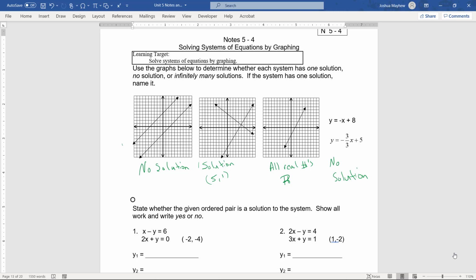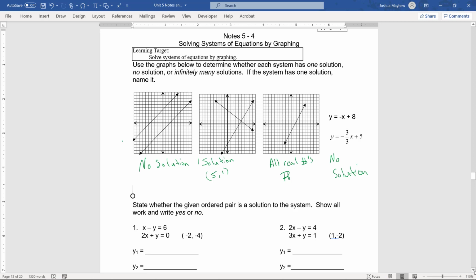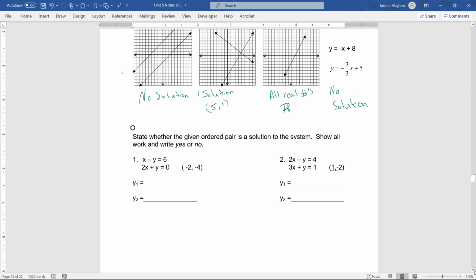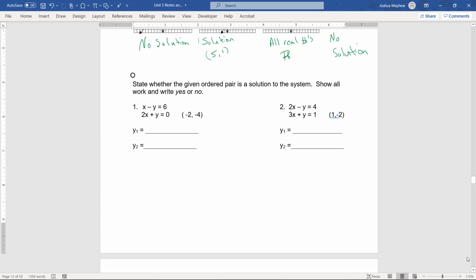All right, the next type of questions is we're going to look at two equations, and we're going to have to state whether the ordered pair is a solution to a system. So we're given a possible solution, and we need to state, is that a solution? Basically your answer is yes, it is a solution, or no, it is not a solution. And we need to determine how to get that answer. The first thing, notice that they are in standard form, so we need to change them to y equals mx plus b form.